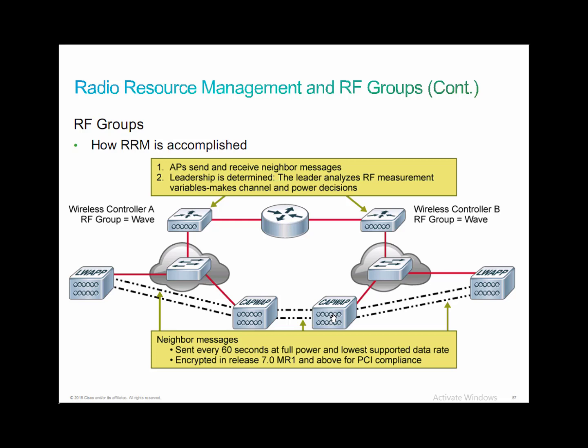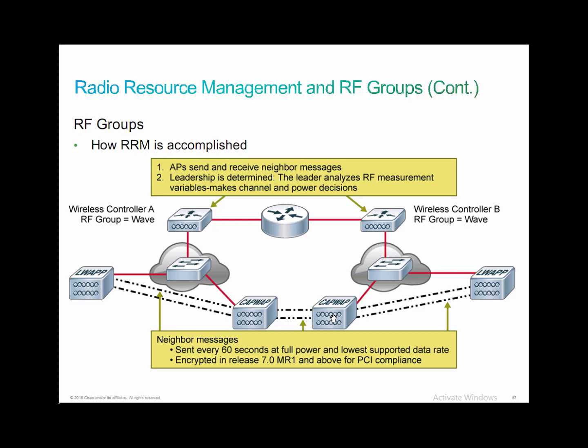So an RF group is created, and you can see it's depicted on the diagram here, to manage that 802.11 network. Clustering wireless LAN controllers into a single RF group enables the RRM algorithms to scale beyond the single wireless LAN controller. All right? I don't know that we'll have a lab where you create an RF group, but when you do create an RF group, it has a couple of different characteristics. User configured group name. You can see in this particular diagram the group name is WAVE.